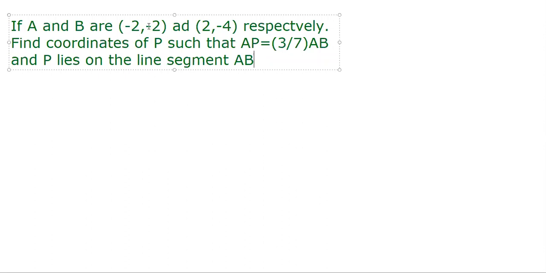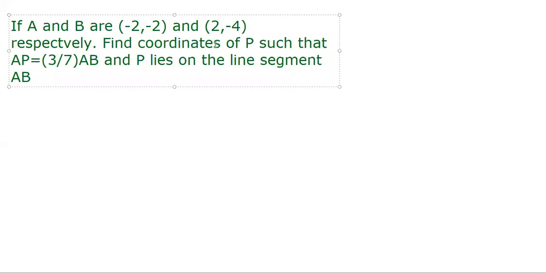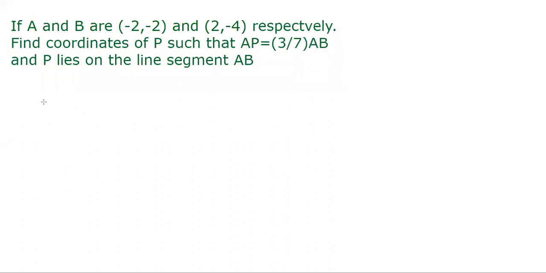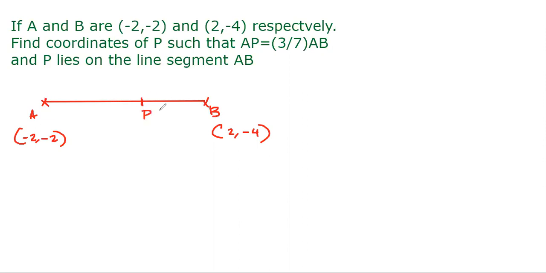So this is the next question. If A and B are minus 2, 2 and 2, minus 4 respectively, find the coordinates of P such that AP is equal to 3 by 7 AB and P lies on the line segment AB. So we are talking about a line segment. This is my line segment. It is named AB. The coordinates of this line segment are minus 2, 2 and 2, minus 4. Then there is a point P. P lies on the line segment, so P is in between this line segment. Let it be here. So it is P.